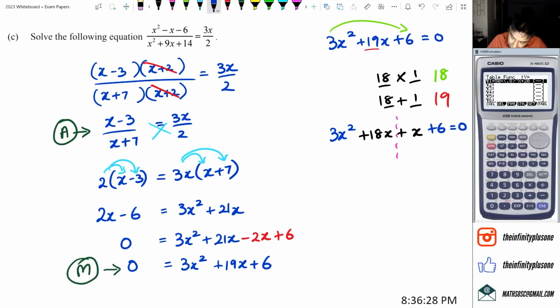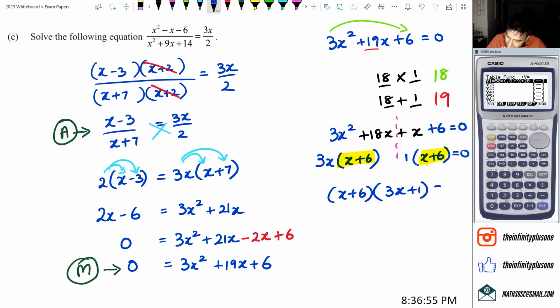Common factor. On the left hand side I've got 3x times (x plus 6). On the right hand side I've actually just got x plus 6 by itself, so I'm going to take out just 1. x plus 6 equals 0. Because I've got x plus 6 as a common factor, I'm going to write down (x plus 6) in one bracket, and in the other bracket I get (3x plus 1) equals 0. Remember that the 3x is from here, and the positive 1 is from there.